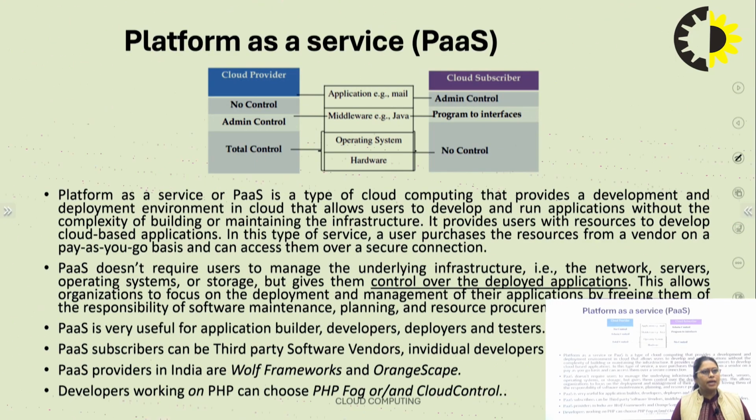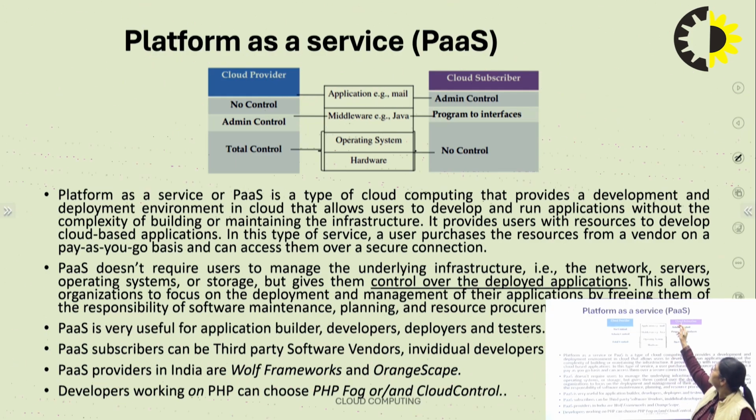Now, the second category we have in the service model is called PaaS. PaaS is platform as a service. Here we can see that the first layer is the application layer, the second is the middleware layer, and then there is the operating system or hardware layer.